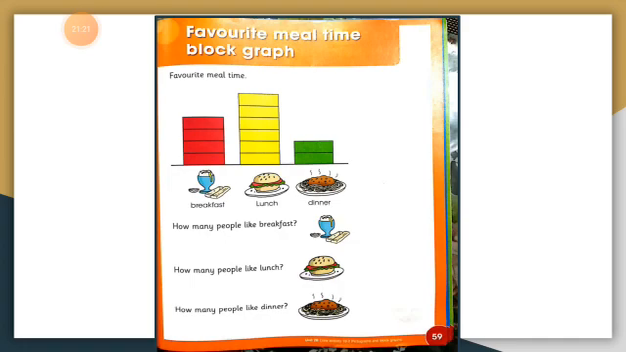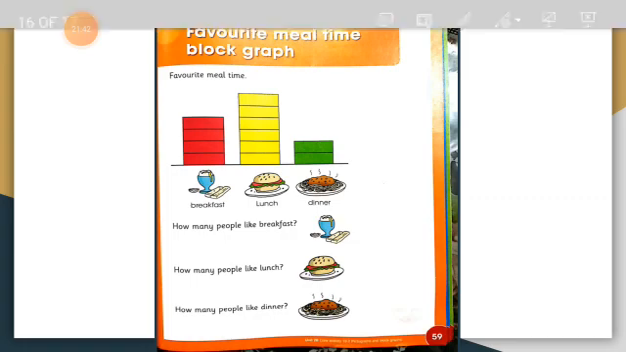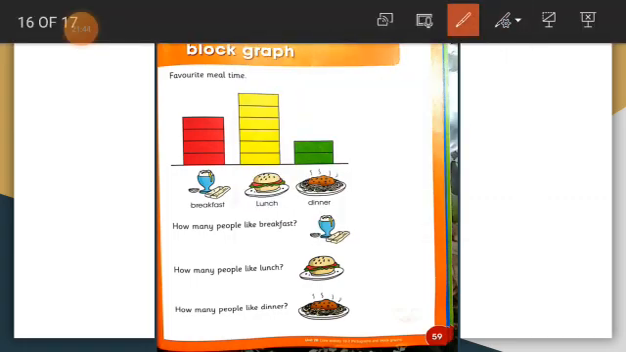Now, this is the last page, page number 59. See what we have on page number 59. We have the block graph, the favorite mealtime block graph. So favorite mealtimes are breakfast, lunch, dinner. Now solve this page with me. How many people like breakfast? Yes. Count the red blocks. 1, 2, 3, 4. 4 people like the breakfast.